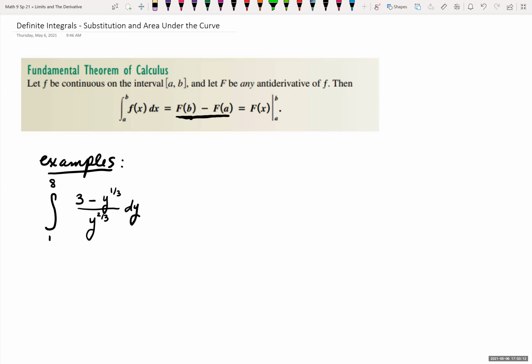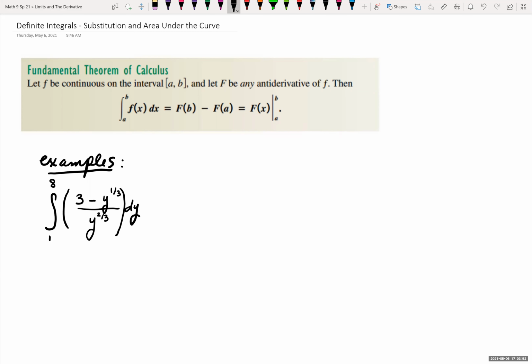of that interval. And so looking at this next example, I have the integral from 1 to 8, and in the numerator I have 3 minus y raised to the 1/3 power, and that's all over y raised to the 2/3 power, and then dy. So the first thing we need to do is find the antiderivative of the integrand, which is that quotient. We could either try to use substitution, or we can try to manipulate it. But right now, how it's written, we don't know how to take that antiderivative.